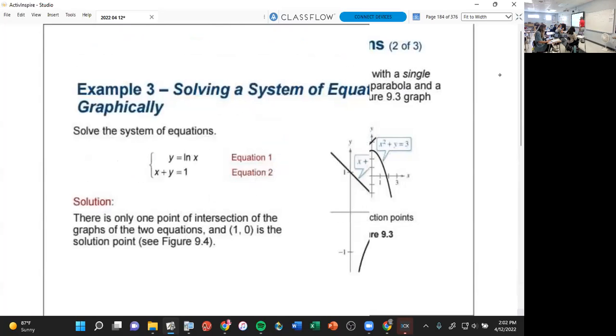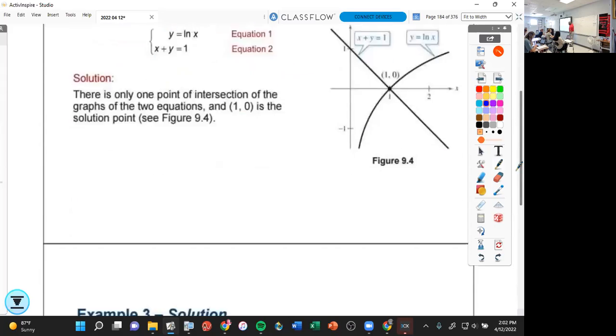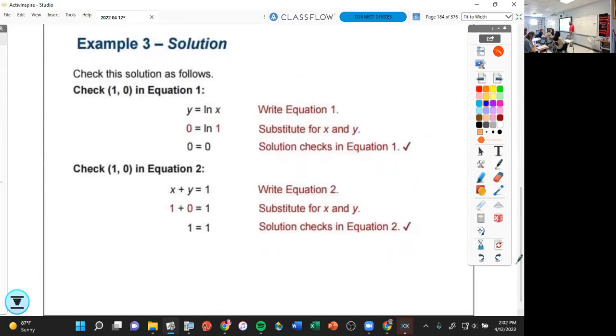Moving on. Graphically, I'm not going to go through the process of this. I did a graphing problem just a minute ago. So for this one, you could plug in y equals natural log of x. Then you could plug in y equals negative x plus 1, right? Calculate the intersection and you would get (1, 0). You can check them by plugging them in.